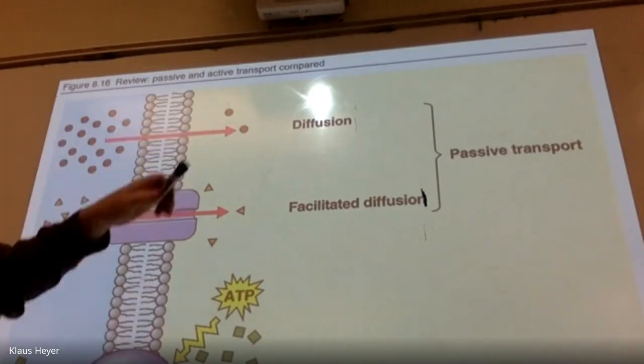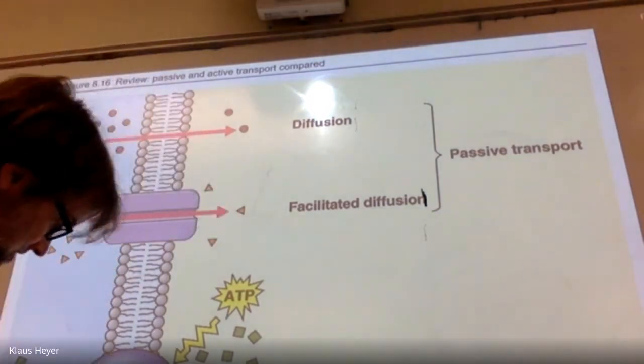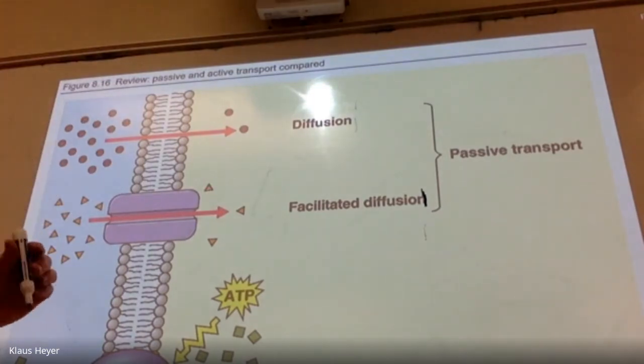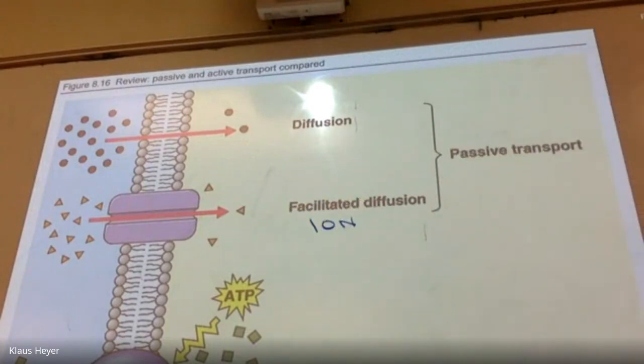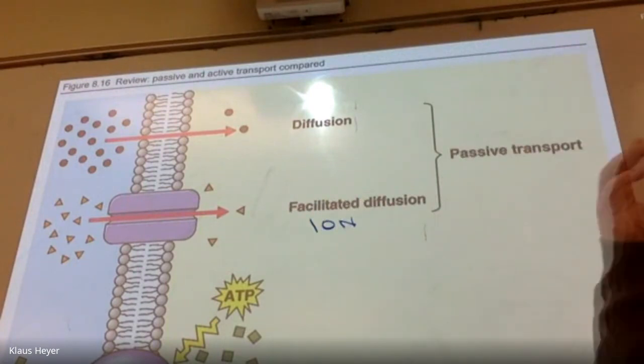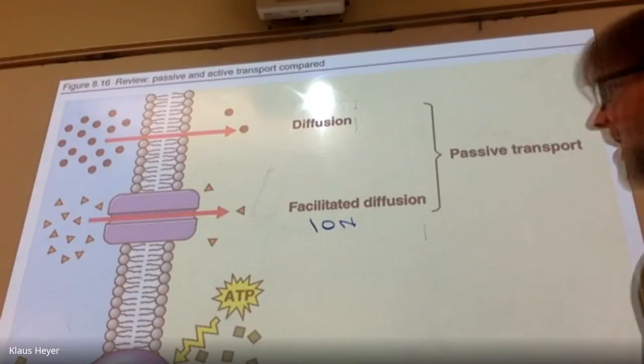Some things will just squeeze through. That's just squeezing through. But sometimes you need a gate. Sometimes you need what's called facilitated diffusion. And why would you use that? There's a few different reasons. One reason: if it's an ion, meaning if it's charged. Any charged molecule has a special gate that it uses. We call them channels. There are potassium channels and calcium channels, and all these special doors that ions use.